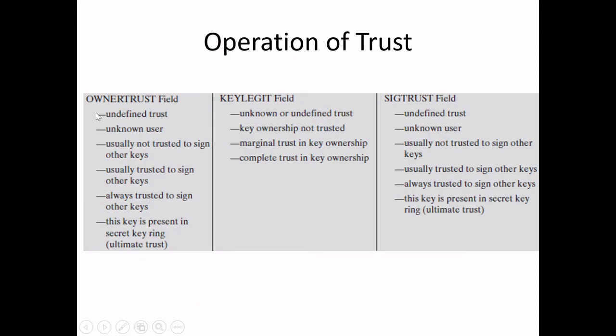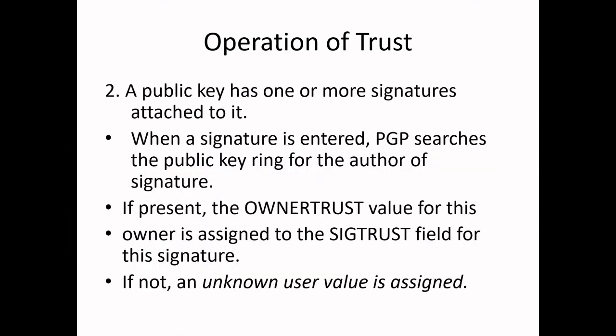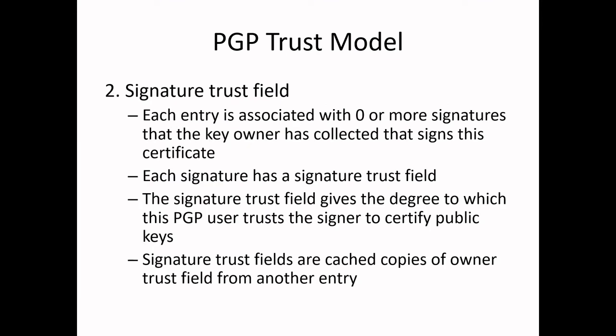Possible values are given here. The owner trust field value can be either undefined trust or unknown user, or complete trust, or ultimate trust. These are some of the values which can be populated there. Similarly, for this key present in the secret keyring, one value is ultimate trust, or always trusted to sign other keys, usually trusted, usually not trusted, so undefined. These are some of the values which can be populated there. How those values are given, we will discuss. But before that, these are the values which are given.